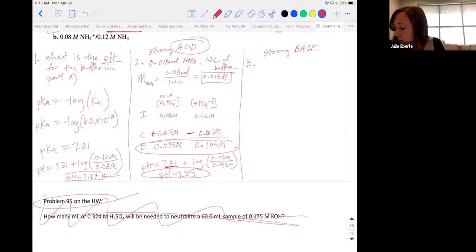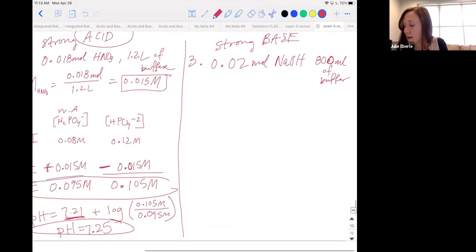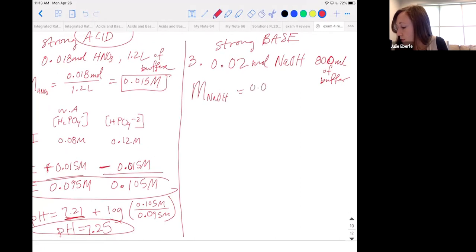Strong base, let's say we just add 0.02 moles of NaOH. And now I have 800 milliliters of buffer. All right, real quick, we're going to do this. And then if anybody has time to stick around for a quick functional group problem, we'll look at that. Same thing here. First thing I'm going to do is calculate molarity of NaOH, which is 0.02 moles divided by 0.8 liters. 800 milliliters is 0.8 liters.